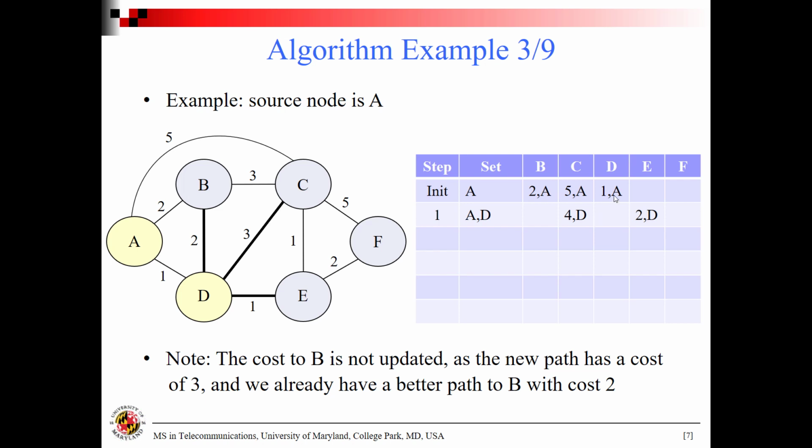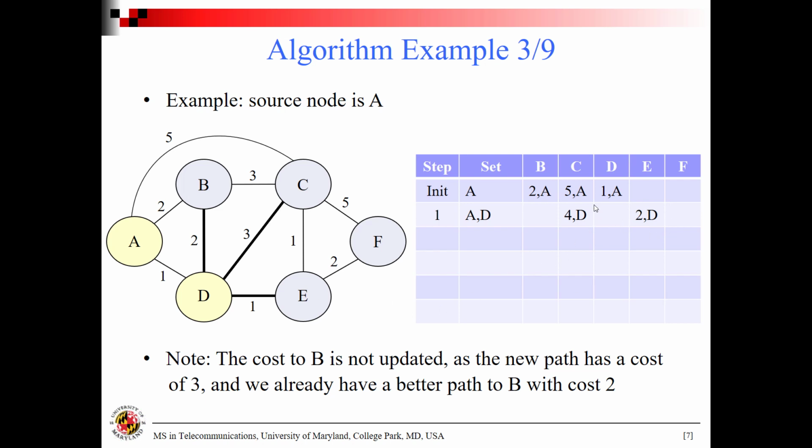Well, D we cannot do much because it's already in the set, so we skip it. We look at E. E is a new node that we just discovered. You can consider it as having a previous least cost of infinity. So whatever we find now will be better than infinity. So we will definitely update the cost of E.